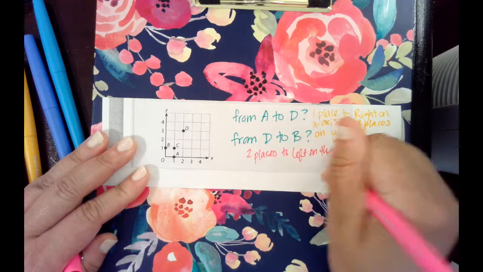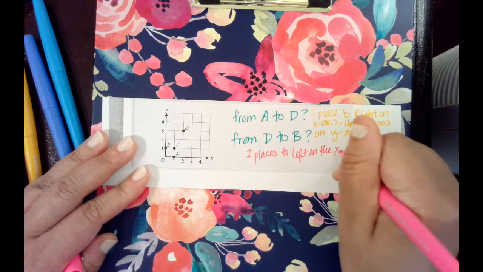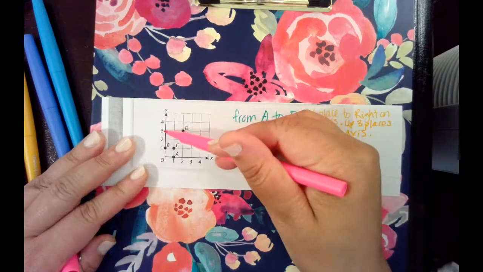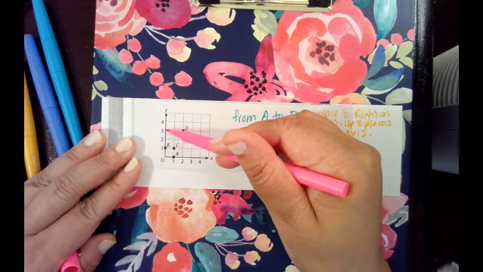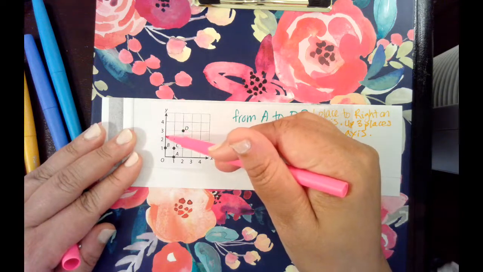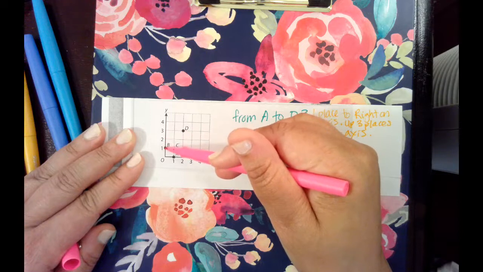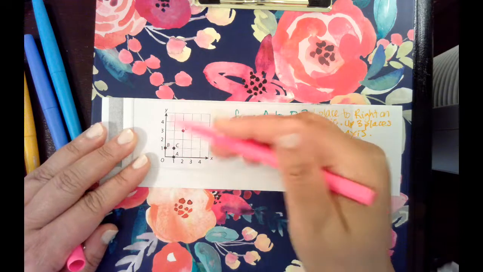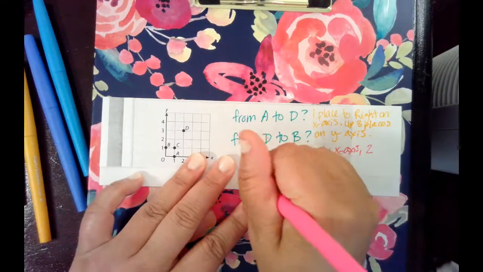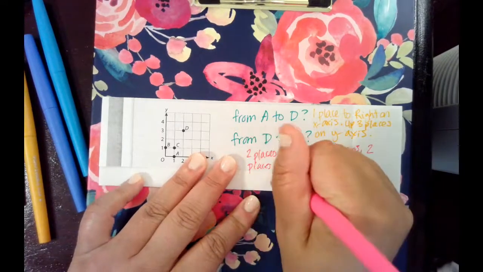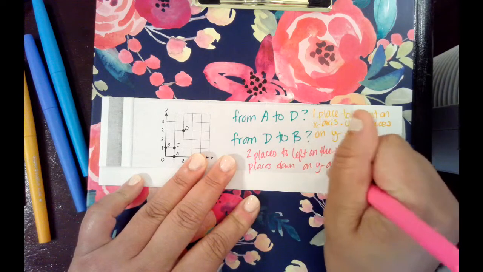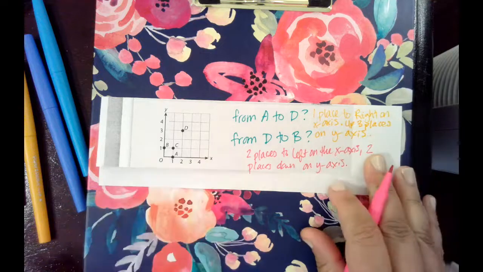On the x-axis. So it moves 1, 2 places left on the x-axis. Then how many places down on the y-axis? 1, 2. So it moves 2 places down on the y-axis. Okay?